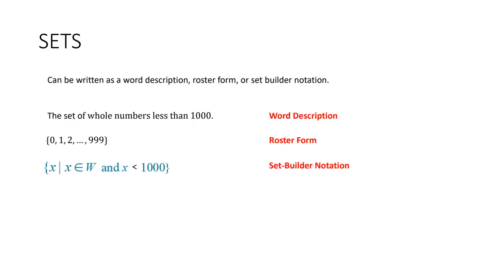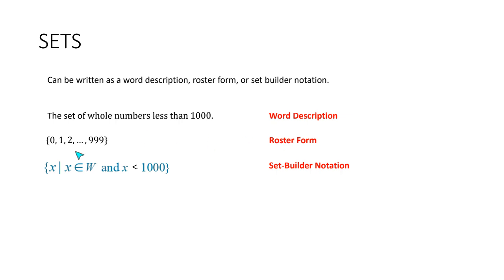For chapter 2, we've been talking about sets, and we learned that a set is a collection of objects, and we can describe a set in 3 different ways. We can describe it as a word description, a roster form, or a set builder notation. So the first example here is in word description. It just says a set of whole numbers less than 1,000.